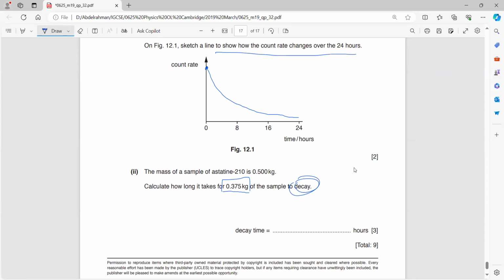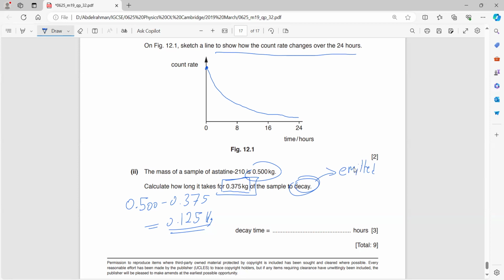Initially, I had a mass of 0.500 kilograms. Am I left with 0.375 kilograms? No. I will actually be left with 0.500 minus 0.375, which is 0.125 kilograms. That's the final mass that I will be left with. Why? Because these 0.375 kilograms will be emitted. When I say for the sample to decay, they are emitted; they leave the mass, they're radiated.